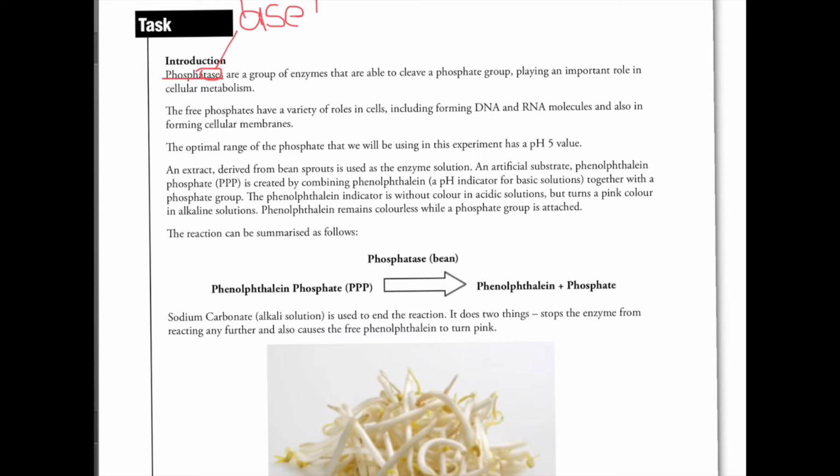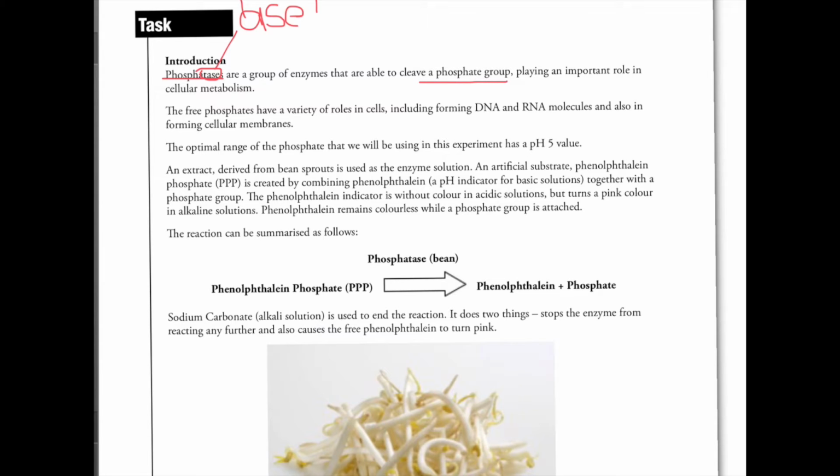Okay, can I just point out also that the majority of enzymes do, but not all enzymes. Something like pepsin, which is a well-known one and was one of the first to be discovered, doesn't follow that rule of ASE. The majority of enzymes, any ones that you generally haven't heard of, will end in ASE. Okay, so a group of enzymes that are able to cleave a phosphate group.